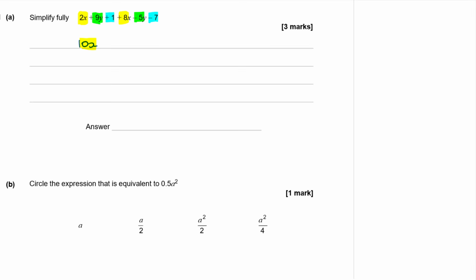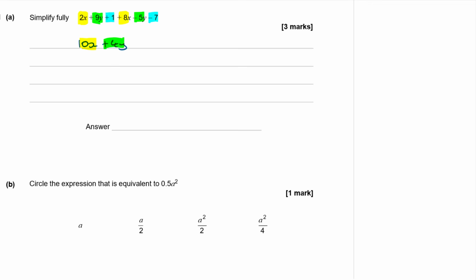Now notice that I've highlighted the sign in front of the term as well as the term, because the sign belongs to the term that follows it. So that reads positive 9y subtract 5y. So 9y take away 5y is 4y. So plus 4y. Okay, so that's my green terms.